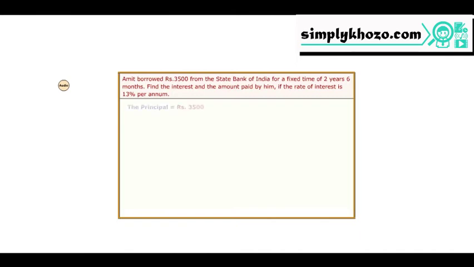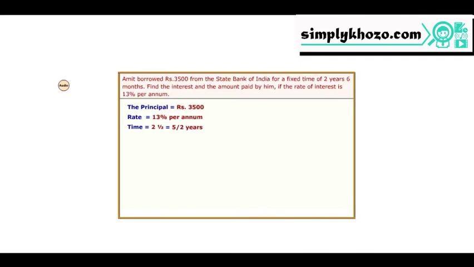Let's look at how to calculate simple interest. Amit borrowed rupees 3,500 from the State Bank of India for a fixed time of 2 years and 6 months. Find the interest and the amount paid by him if the rate of interest is 13% per annum. Here the principal is rupees 3,500, rate is 13% per annum, time is 2.5 years, that is equal to 5/2.